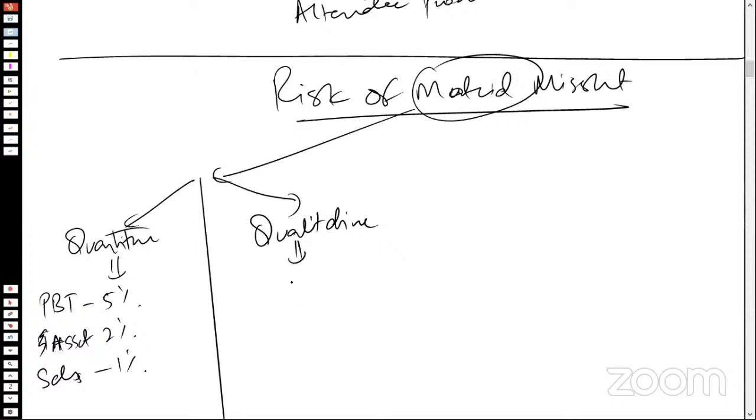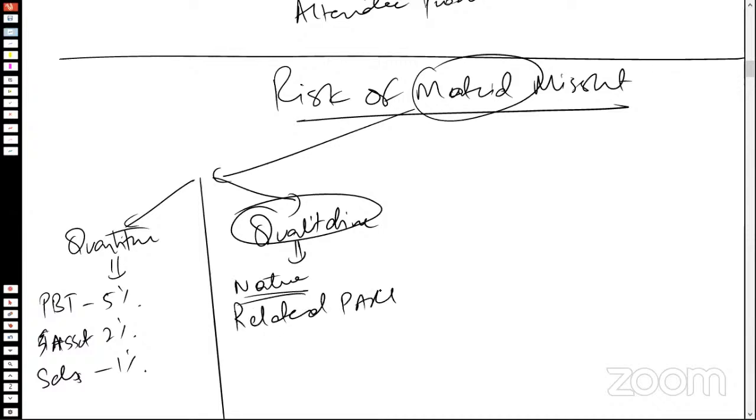When we talk about the qualitative aspects of materiality, that means a few of the transactions become material because of their nature. Like every related party transaction, irrespective of the amount involved, is going to be considered a material transaction. So I repeat, when we talk about the concept of risk of material misstatement, there are two important aspects to it. One of them is what materiality is. So we have discussed what materiality is.